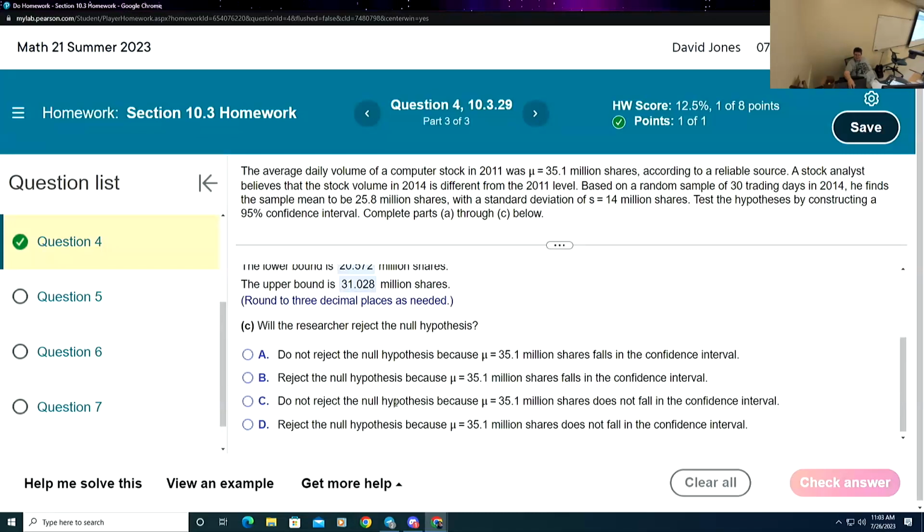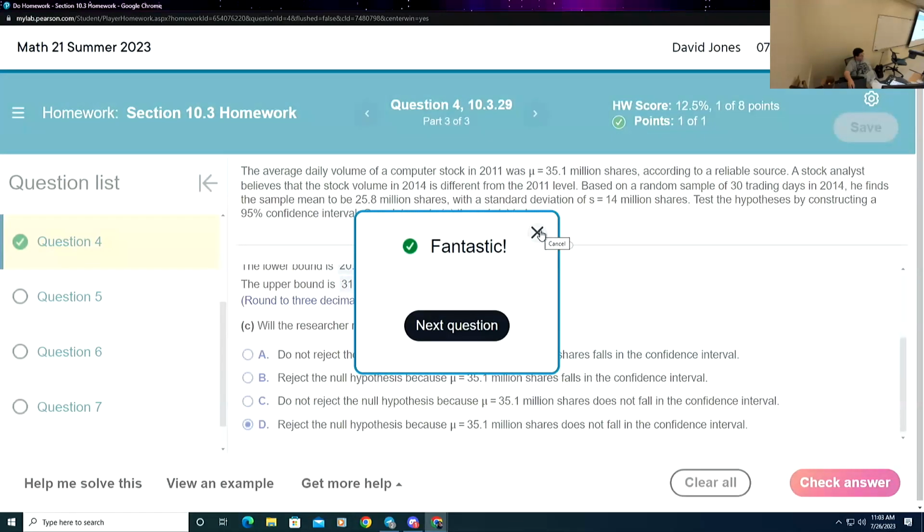So B and D both say reject. B says it falls in the confidence interval, and that's not true, it's on the outside. D is rejected because it does not fall in the confidence interval. Any questions?